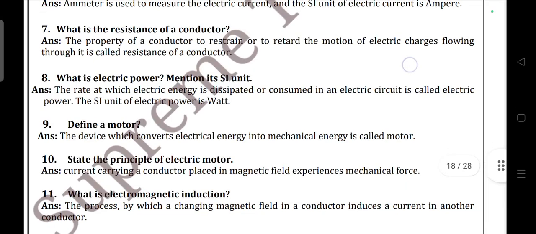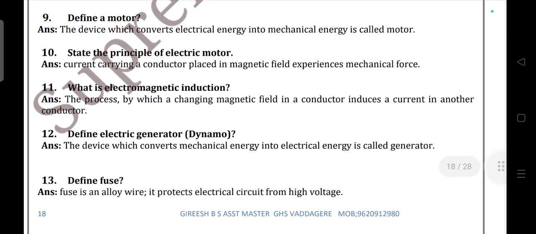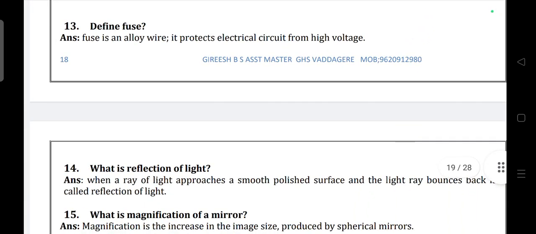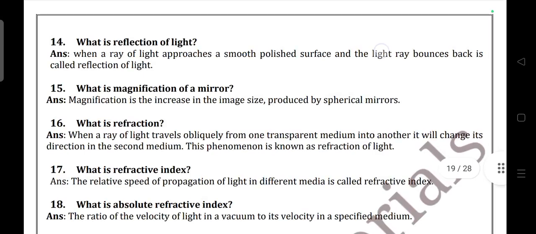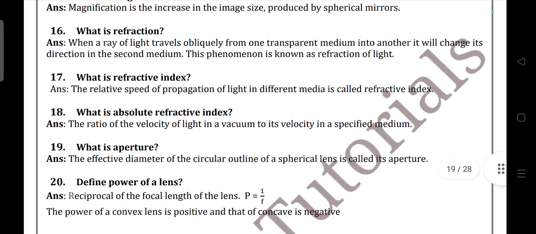What is electric power? Define motor. State the principle of electric motor. What is electromagnetic induction? Define electric generator, dynamo. Define fuse. What is reflection of light? What is magnification of a mirror? What is refraction? What is refractive index? What is absolute refractive index?